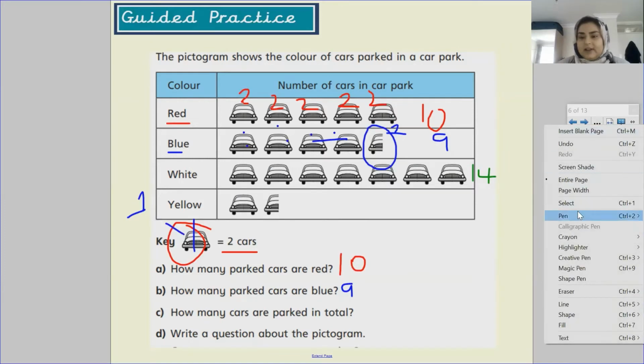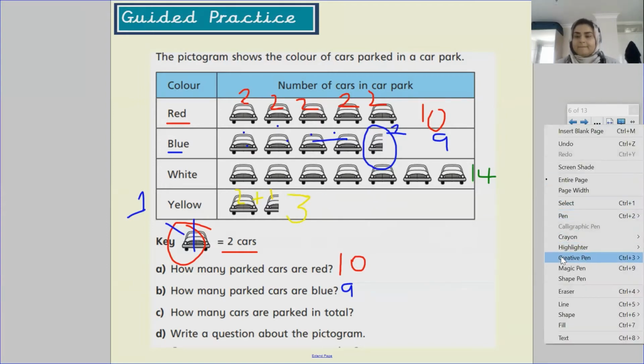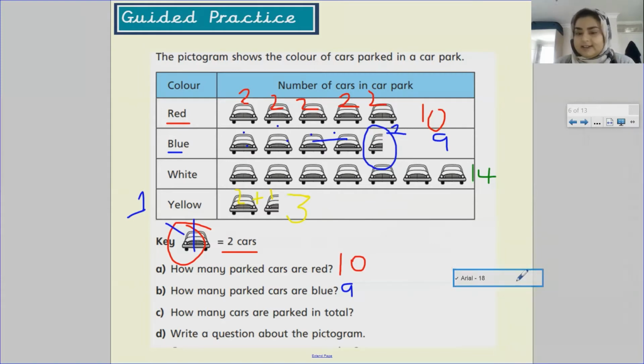And then with the yellow, I have a full car here plus 1, which is half, which is 2, add 1, which gives me 3. So I need to add these all together. You can add them using your fingers, or you can add them using your column addition, whichever way you find easier.